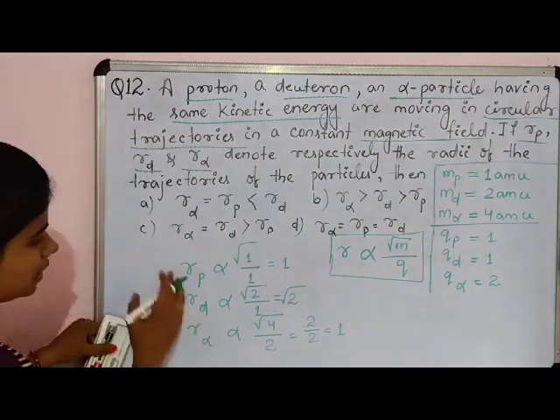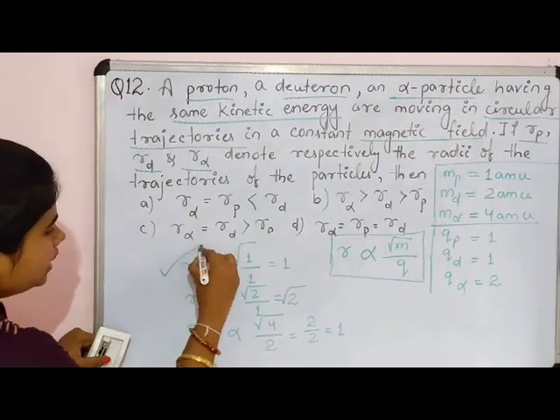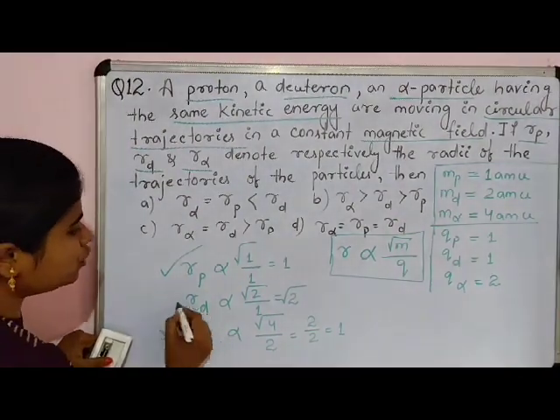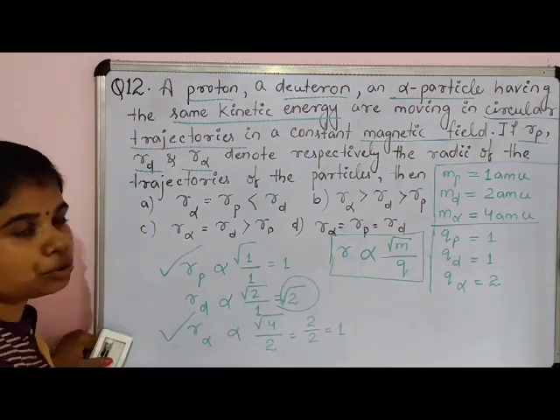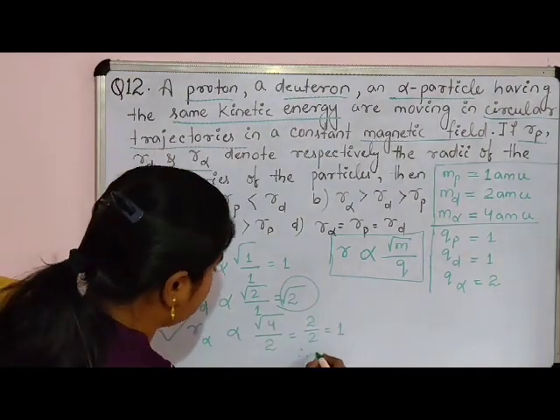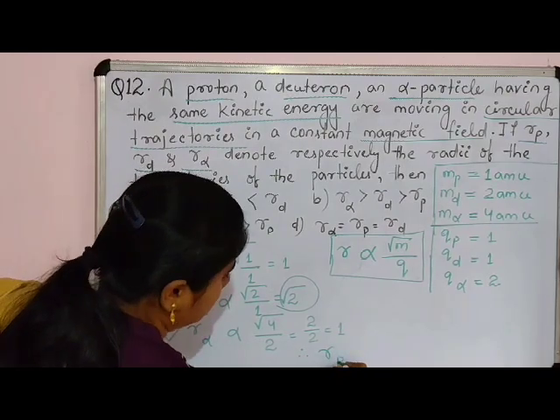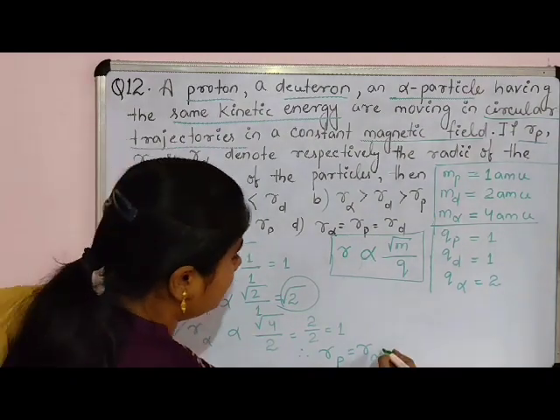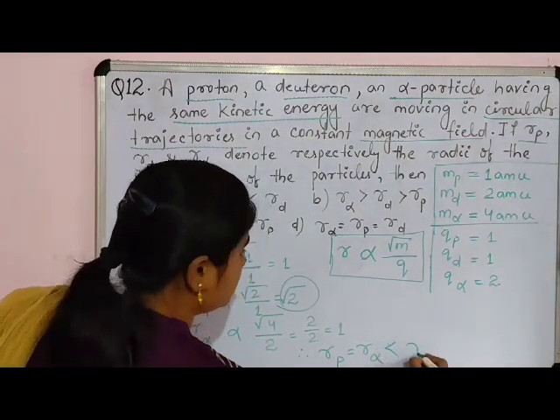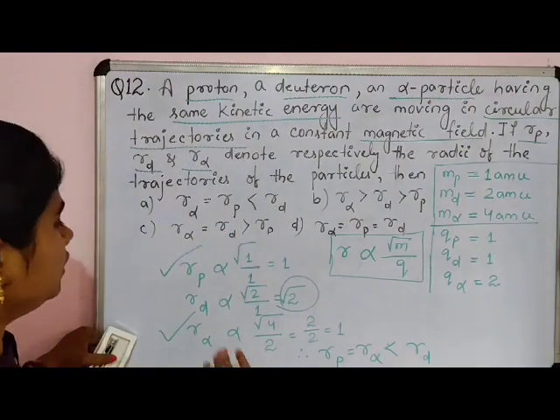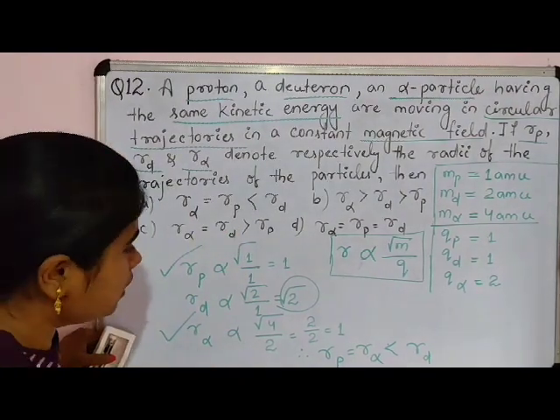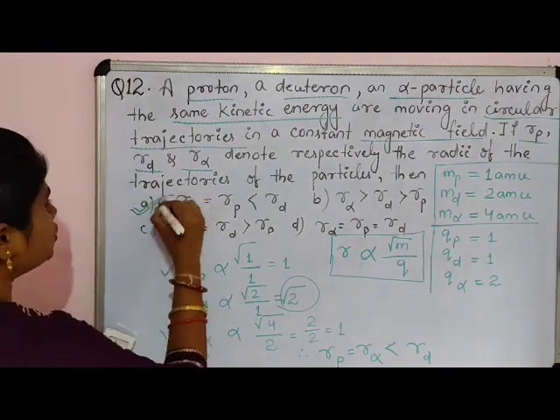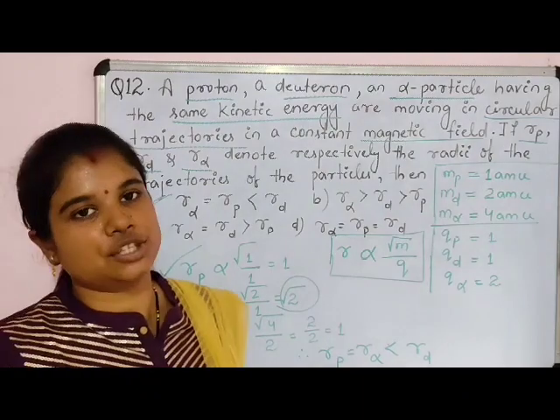Okay. So from these you can see the radius of proton is the same as the radius of alpha particle, whereas the radius of deuteron is coming as root 2. So we can write R proton is equal to R alpha, and they are less than the radius of the deuteron. Okay, clear? So this matches option A. So this is the correct answer for this question.